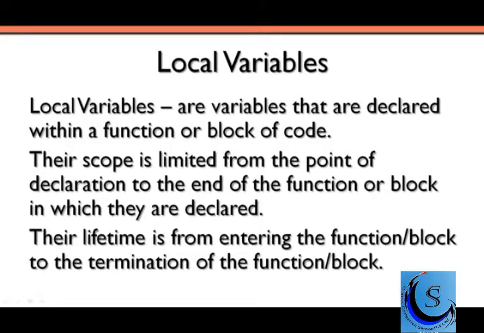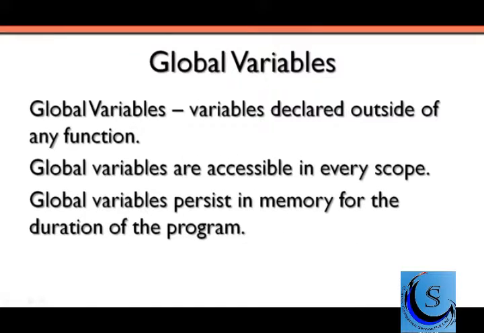So local variables are just simply variables that are declared within some particular function or block of code. And when we talk about a block of code, that could be a looping structure, a condition structure, anything like that. And in terms of where they can be referenced, from the point in which they were declared to the very end of that particular function or block. And their lifetime or duration is just from the point of entering that particular function or block until the termination of the function or block. In contrast to local variables, we have global variables, and our global variables are declared outside of any particular function, and they can be accessed from anywhere.